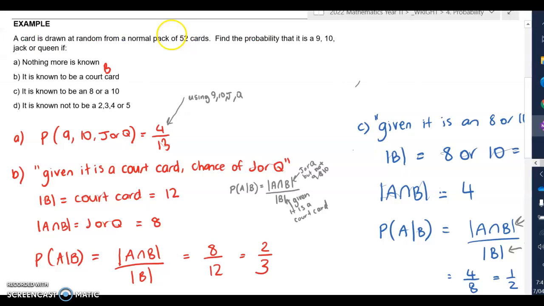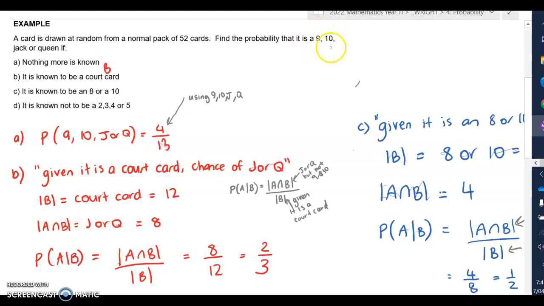Let's have a look at the first part. So to find our A given B, we need to look at our A and B. So what happens in our A and our part B? Let's think what's happening. To start with, we're looking at finding the probability that it is a 9, a 10, a Jack, or a Queen. But it is known to be a court card. So the intersection of court card and 9, 10, Jack, or Queen is just going to be Jack or Queen. Okay, so let's think what's happening there again. Let's work it out. We're looking at the A and B, or the number of elements in our A and B.